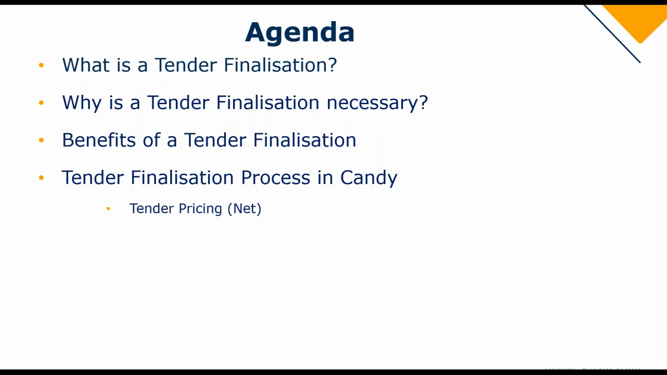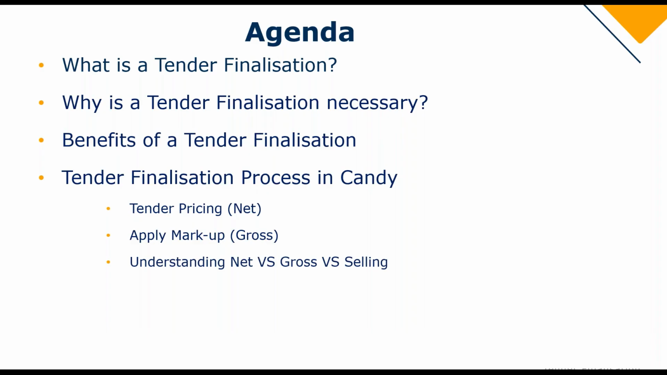Firstly, we will price the tender to establish our net rates. We will then apply markup to get our gross rates and gross amounts. Once we've done that, we will do a quick recap in understanding the difference between the net versus the gross versus the selling rate. We will then price our PNG, which is our indirect pricing. We'll have a look at some reports based on the tender that we've priced. And lastly, we will look at the tender finalization in Candy.